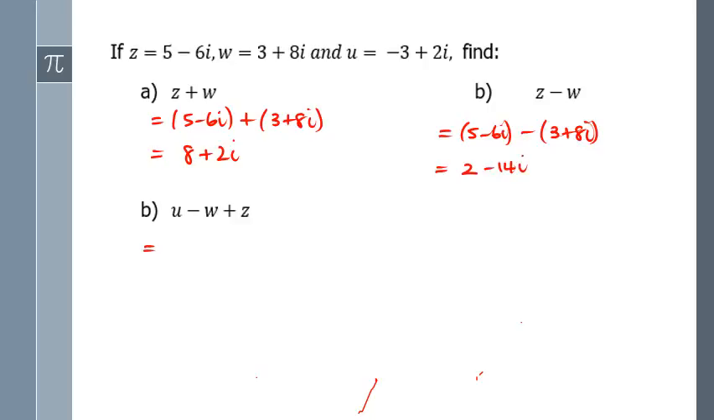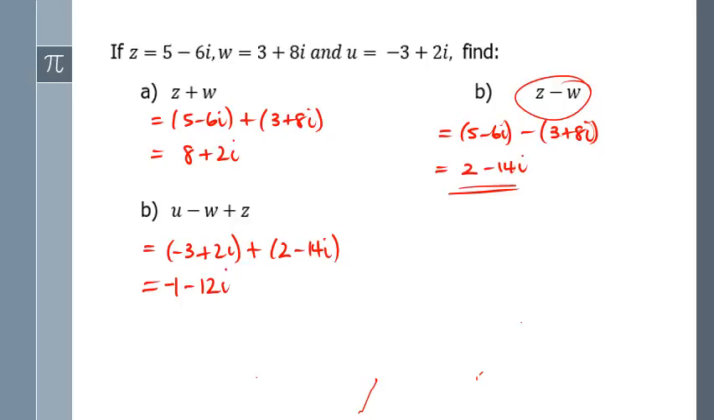If I have u minus w plus z, we've got minus w plus z up here, so we can just use that and add u onto it. So I say negative 3 plus 2i, and then plus minus w plus z, which is 2 minus 14i. If we add our real components, we end up with negative 1, and if we add our imaginary components, we end up with negative 12i.